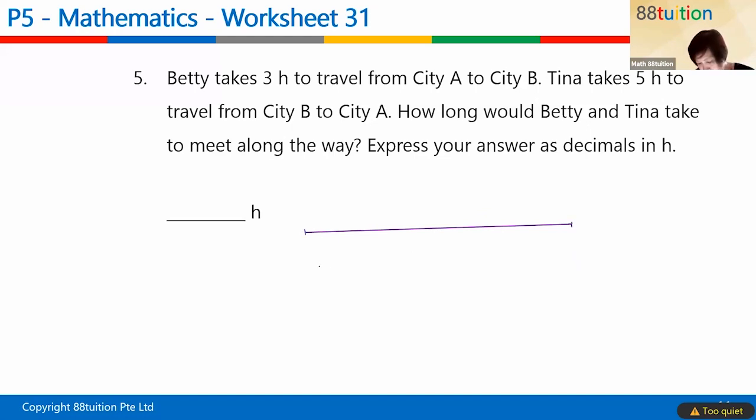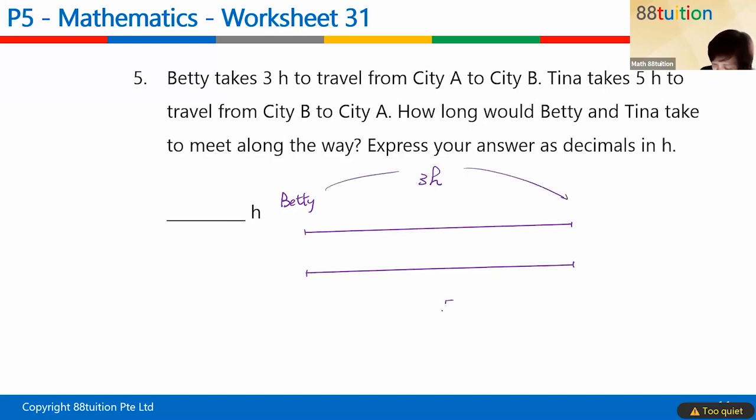Okay, then for this, probably I draw another line. Same distance. The thing is that Betty is traveling along the same road. It took 3 hours, going in this direction. However, Tina will take a longer time from here to here, 5 hours. Okay, so along the way, they will somehow meet. So in 1 hour, can I say that Betty travels 1/3 of the journey?